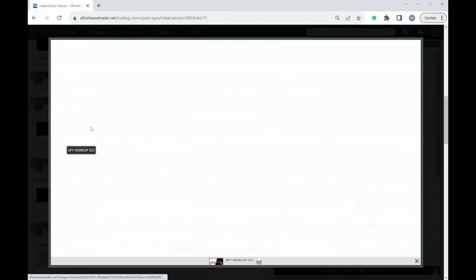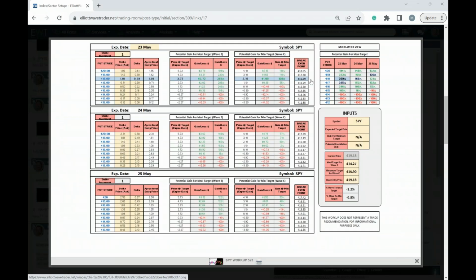So on the workup, there's usually a highlighted column here. This is an automated highlight, and basically it's the trade that is at 100% of the minimum target that really gets highlighted. So that's the ideal option strike, because again, we want to get 100% at the minimum target. So that's typically the trade that I'll take.